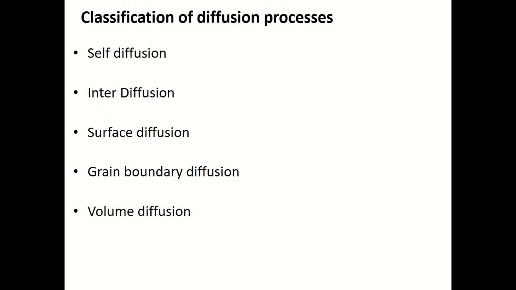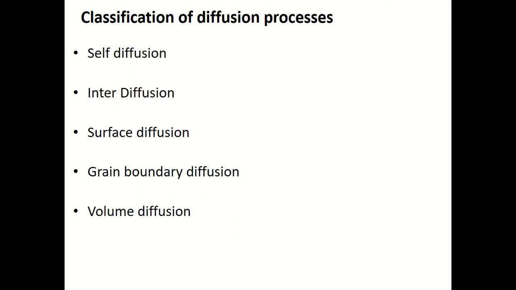What was self-diffusion we learned? It's nothing but when the atoms of the metal exchange their positions. That is self-diffusion. And interdiffusion, we have seen, is the process by which the atoms of one metal diffuse into another metal. It's called interdiffusion. We also call it impurity diffusion, isn't it?